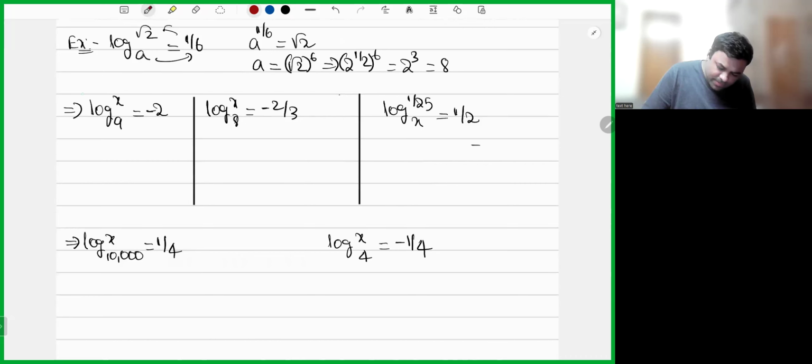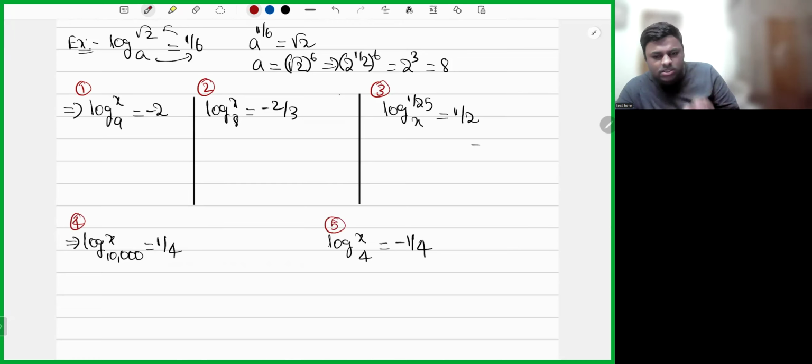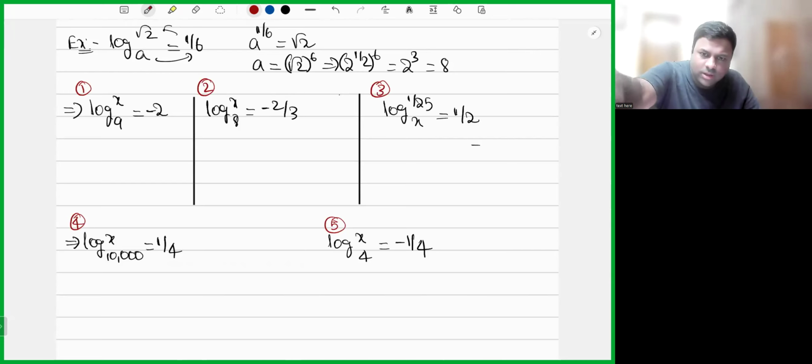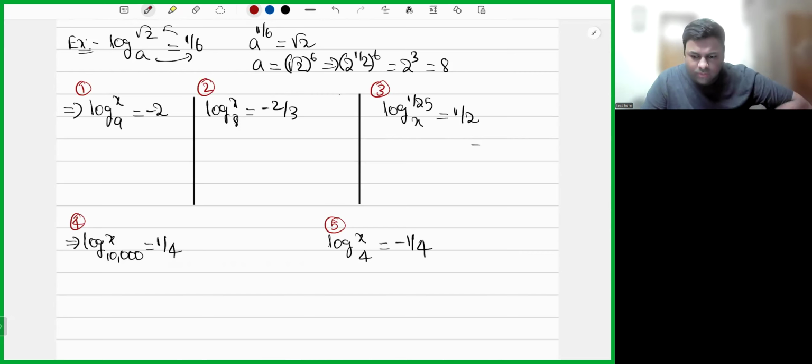5 examples. Example 1, example 2, example 3, example 4, example 5. So I want you to solve these 5 examples. In these 5 examples, go ahead and convert log into a normal thing. I'll give you 5 minutes, not 5 minutes, 3 minutes would be enough. Go ahead and solve this.